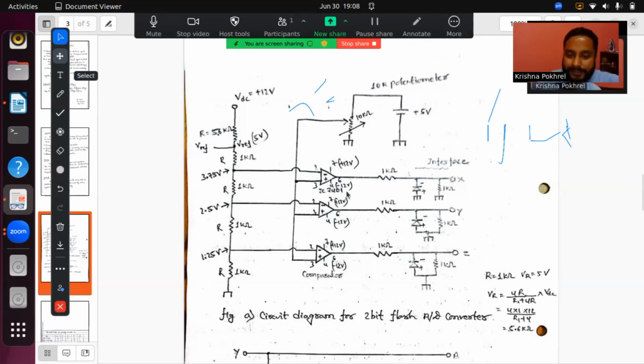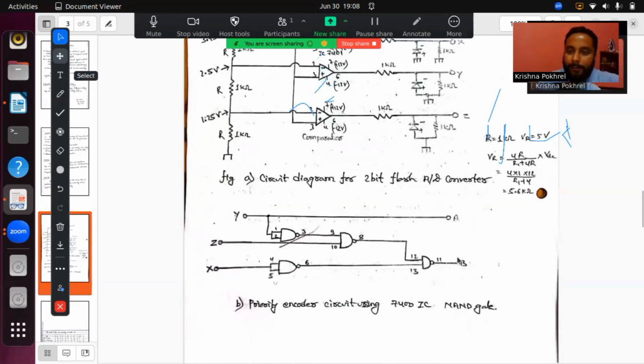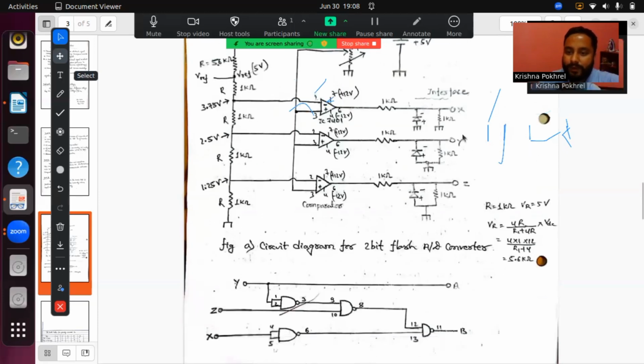Okay, in each and every case, we will change this value as we compare whether the value is positive or negative. If the value is positive here, we'll get a positive result. If the value is negative here, we'll get a negative result. All will be ground. If it is negative, this will be forward biased. If the comparator is positive, then we'll get 5 volt here. Okay, now we'll see the output of this as X, Y, and Z.